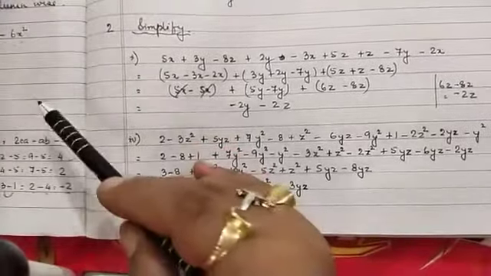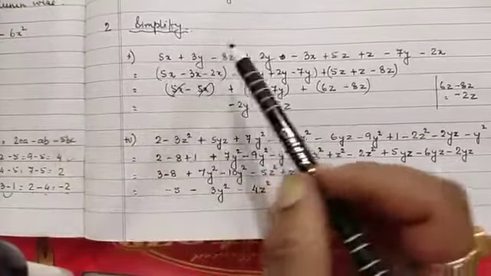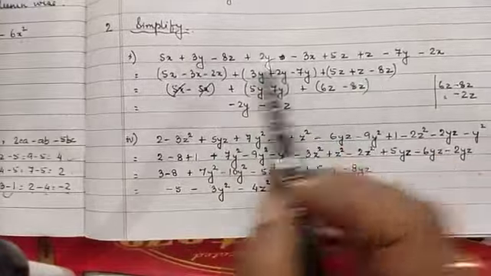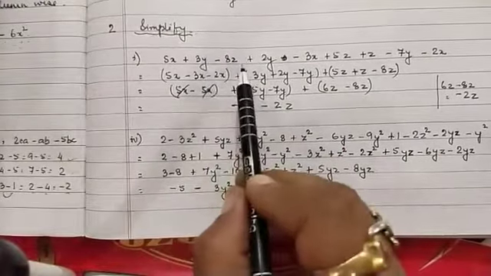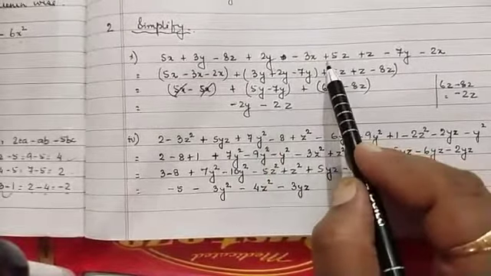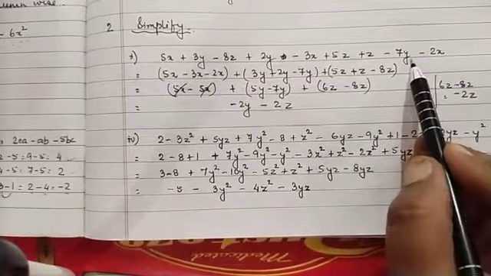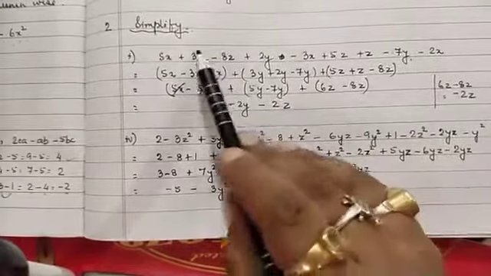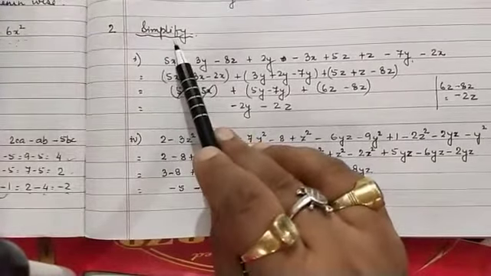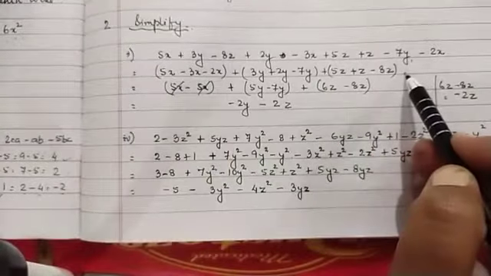Now till now we were dealing with polynomials of like terms, isn't it? Now we will deal with polynomials which have different terms. Okay, we have 5x, 3y, 8z plus 2y minus 3x plus 5z plus z minus 7y minus 2x. When we have this kind of addition to do, this is simplification. When we have to simplify, we never write it in rows and columns. Okay, we simplify it together.